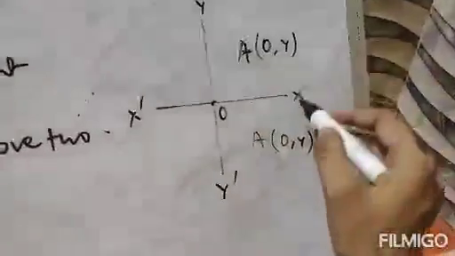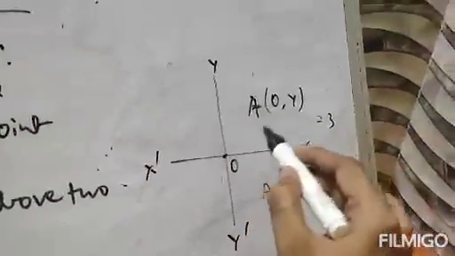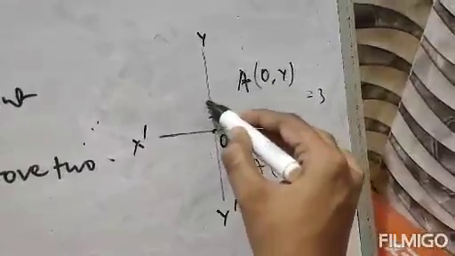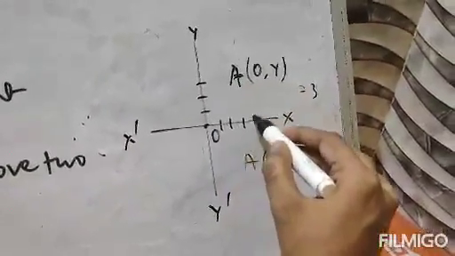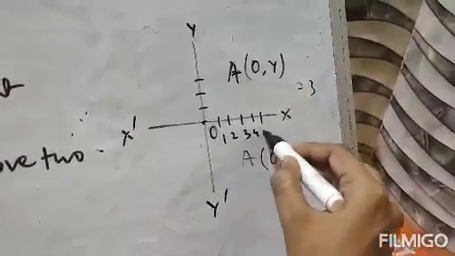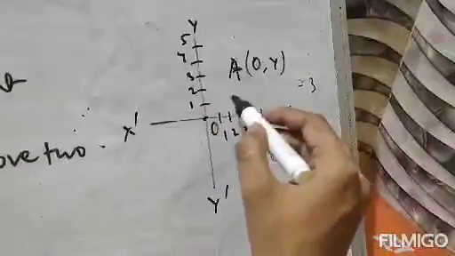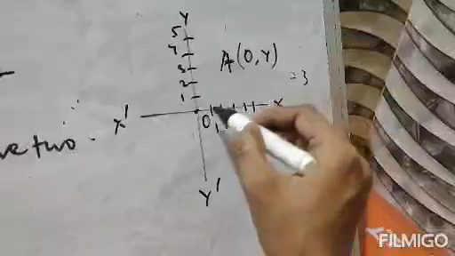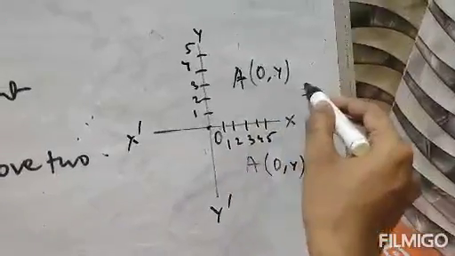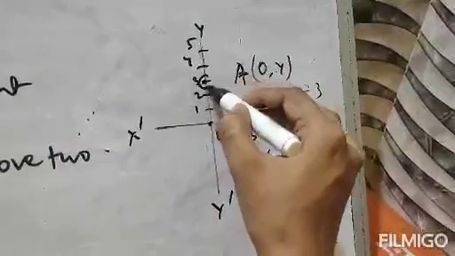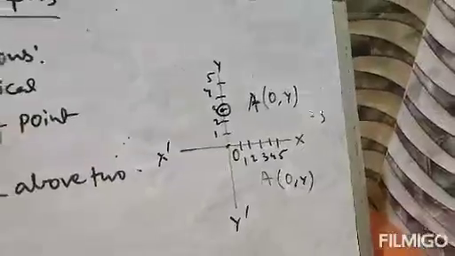So suppose you take y as 3 units, then the location of the point will be 1, 2, 3. That is, if this is 1, 2, 3, 4, 5, this is 1, 2, 3, 4, 5. So the position will be here. That means 0 comma 3, that means here. The location of A will be here. That means it is lying on the y-axis. So the statement is true.